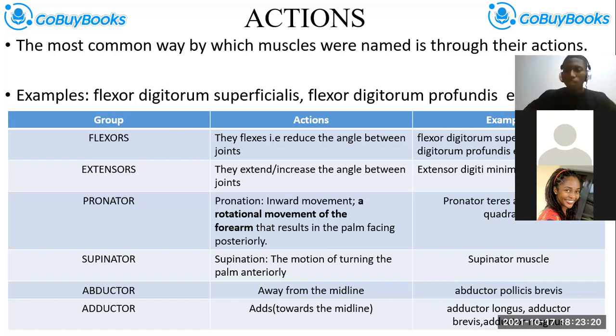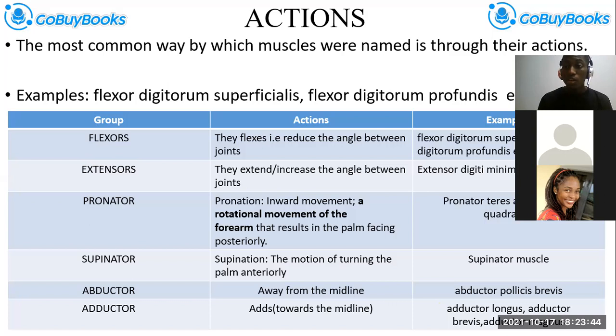So, examples of muscles like that are the flexor digitorum superficialis and flexor digitorum profundus. What they do is reduce the angle. Flexors, literally, reduce the angle between joints.